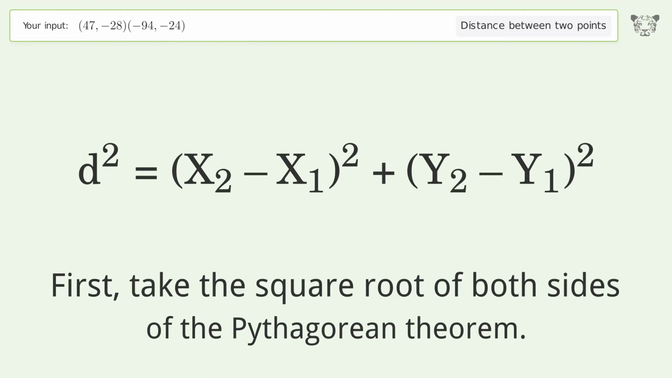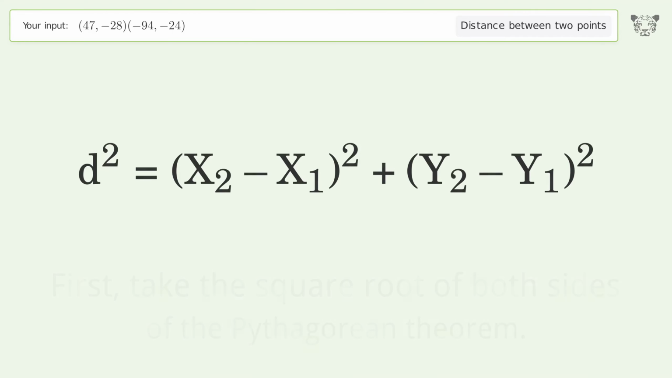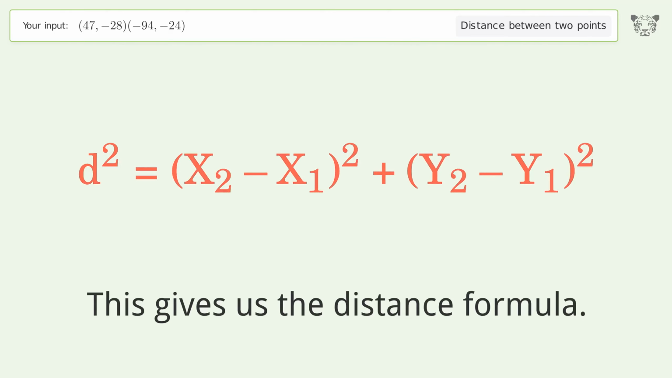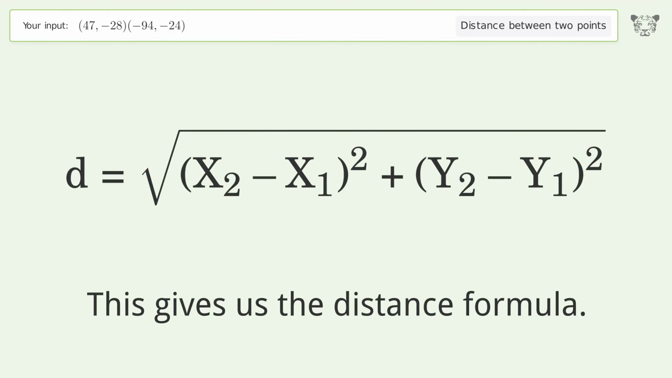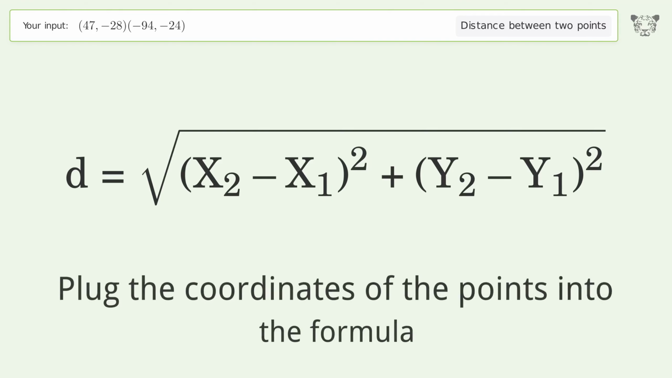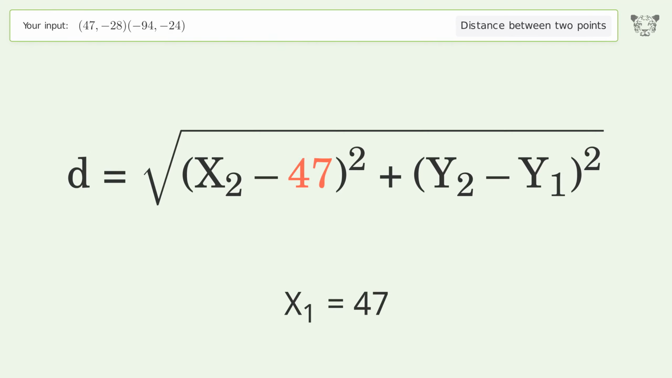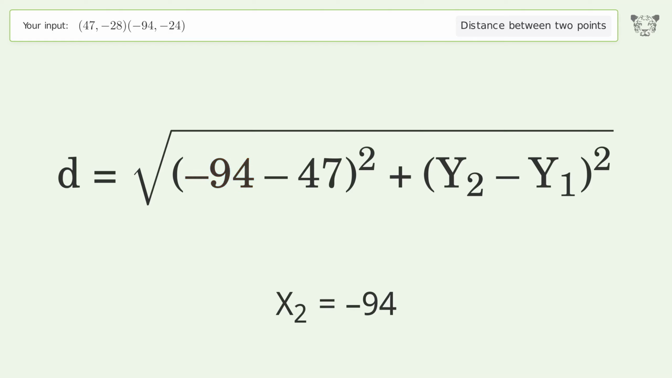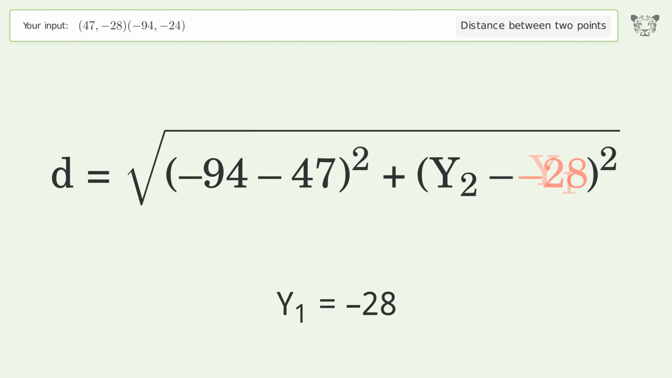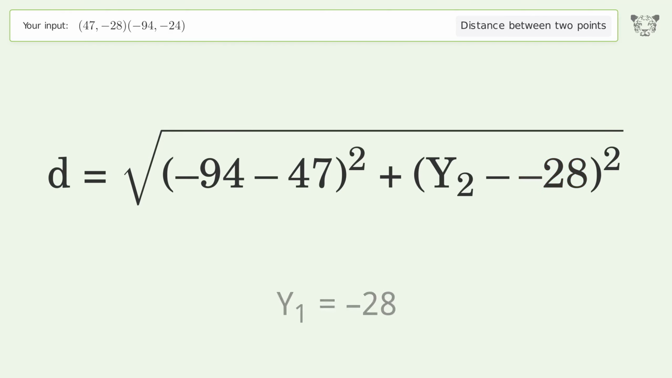First, take the square root of both sides of the Pythagorean theorem. This gives us the distance formula. Plug the coordinates of the points into the formula. x1 equals 47. x2 equals negative 94. y1 equals negative 28. y2 equals negative 24.